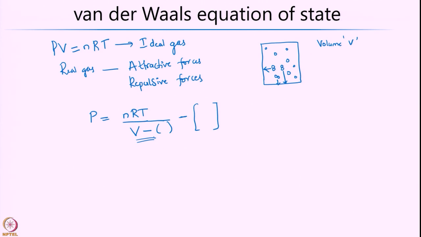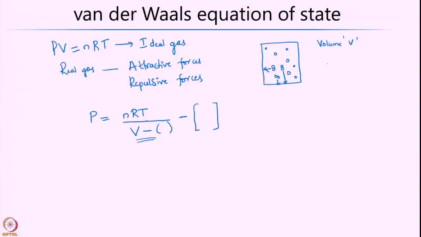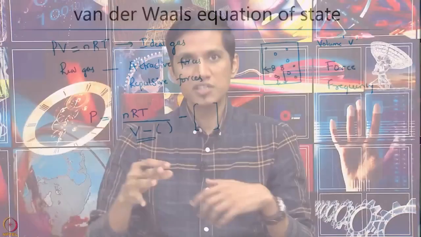That's point number one. Coming to the pressure term, the pressure exerted by a real gas on the walls of a container is also lower than if it were an ideal gas. This is because of two reasons: one is the force, and the second one is the frequency of impingement of gas molecules on the walls of a container. Both these factors get influenced if the molecules associate with one another and form small clusters or complexes.